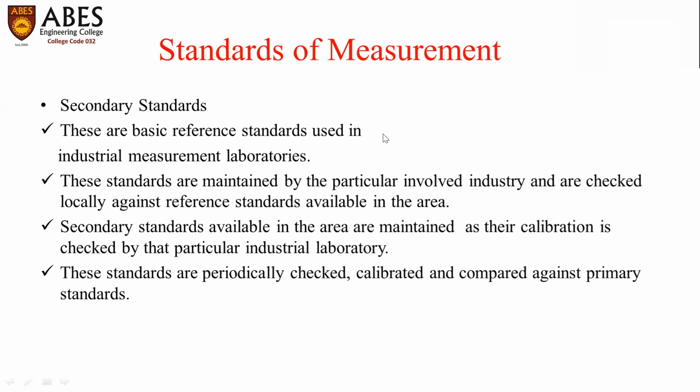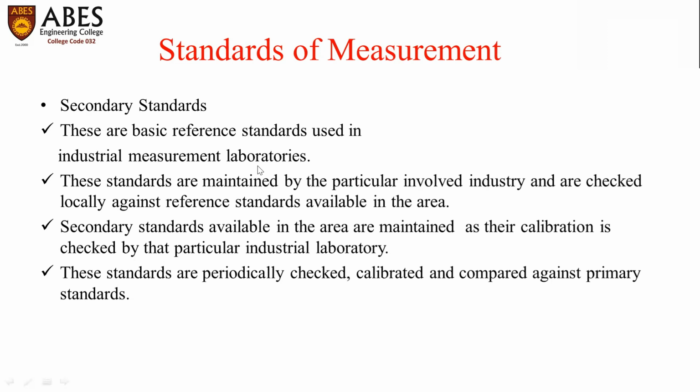These are basic reference standards used in the industrial measurement laboratories, like various industries having their own R&D team and R&D department. Those R&D departments have certain reference standards which are known as the secondary standards. Now these standards are maintained by the particular industry involved and are checked locally against the reference standard available in the area. Secondary standards available in the area are maintained, and their calibration is checked by that particular industrial laboratory.